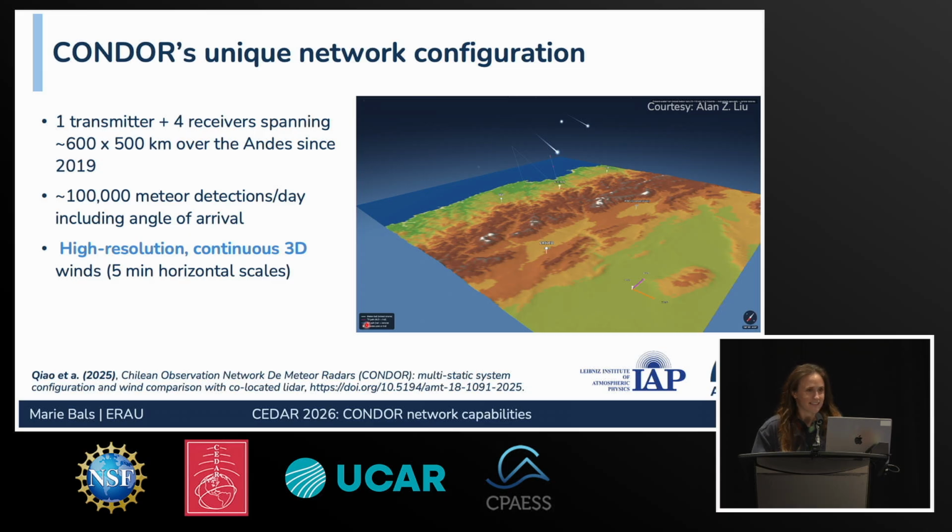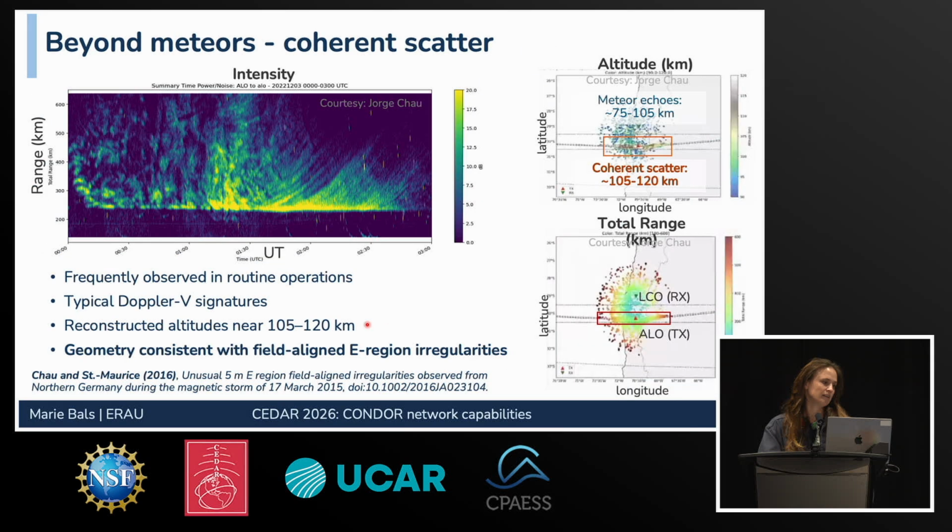But before you guys kick me out of your session, I just wanted to share some more results that we had from looking further into the radar returns. So this is just one example event. It's an event that happened at the main station. And in the range time intensity plots, we see these very strong organized structures. They're very different from the meteor echoes.